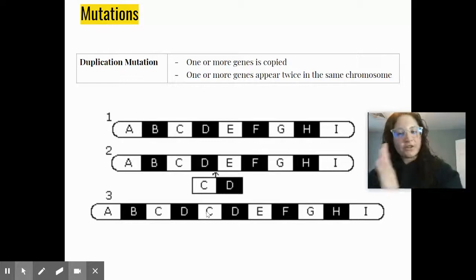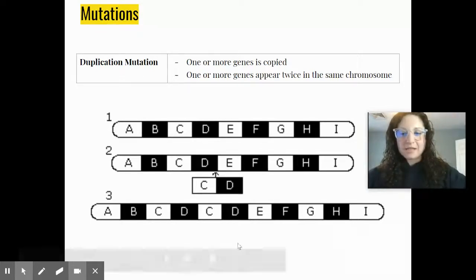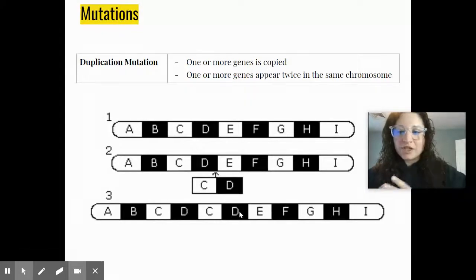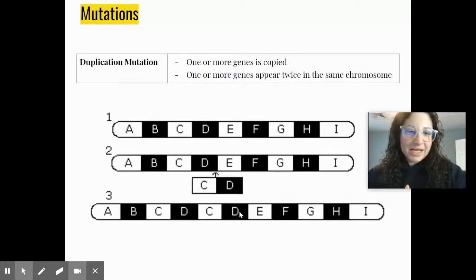Now, let's say many generations go by and this particular mutation is passed to many, many new generations of people. Over time, we can acquire DNA mutations in genes C and genes D, and so they can develop into a new allele or even a new gene in general. So this is where we can develop new traits. Maybe it could be like a superhero trait. Who knows? You know, a little sci-fi. But that's the idea behind a duplication mutation.